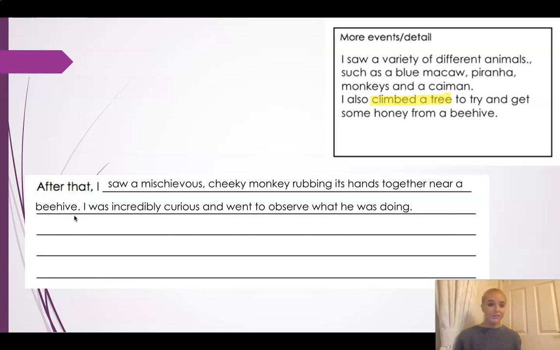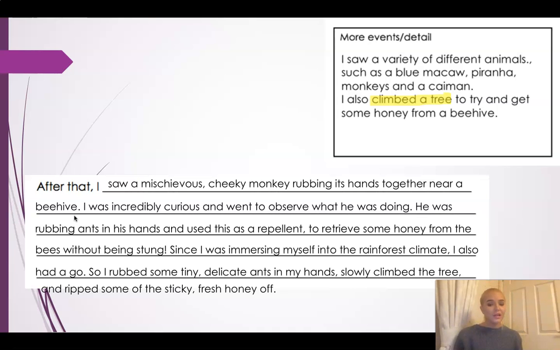So here I haven't even mentioned that I've climbed a tree yet. I've just stated what I saw that's going to lead me to climbing the tree. And now I can really start to say what the monkey was doing and then what I did in response. And what I did in response is climb the tree. But first I need to state why the monkey was doing this so my reader knows what I've really been up to in the rainforest.